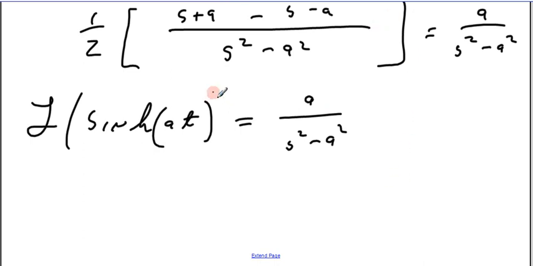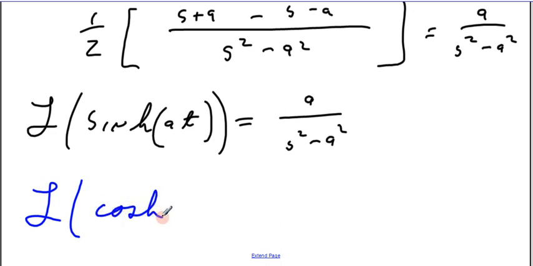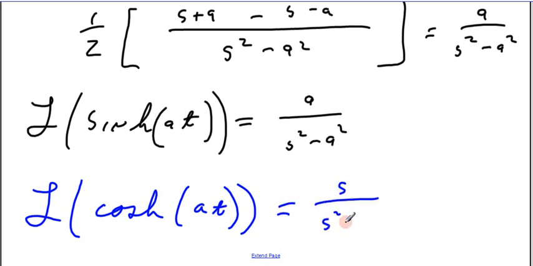Now, I can do the same thing over again, but I'm not going to. I'm just going to tell you that the Laplace transform of the hyperbolic cosine of at, and I could go through everything that I did, is going to be s over s squared minus a squared, but I'm not going to do that. Okay, that's half of the first section. I'm going to stop there and then start another video.